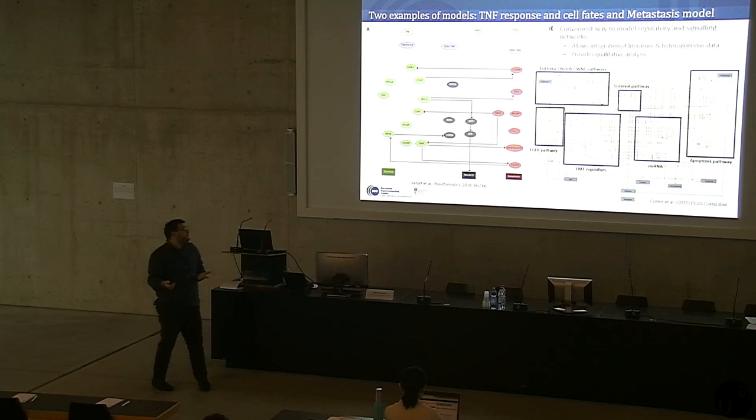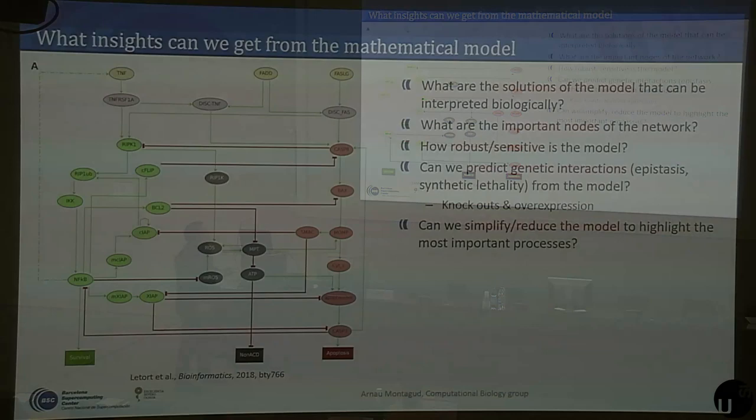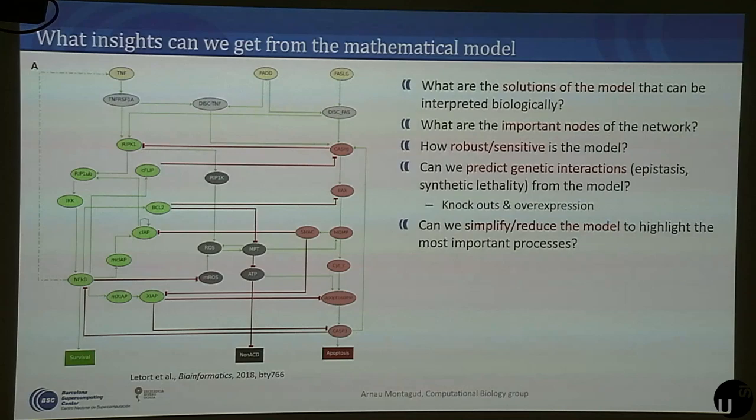So what are the different questions that we can ask the model? For instance, what part of the solutions can be interpreted biologically? Ideally, all of them, because you usually start with a biological question. Then, what are the important nodes? You can affect the different nodes of the network, and you can see how robust or how sensitive the different nodes are, and whether you can predict genetic interaction.